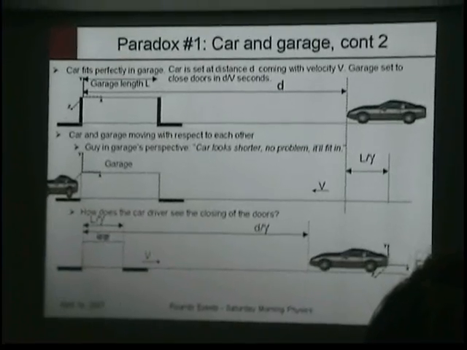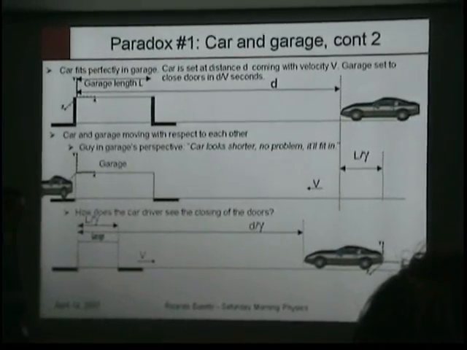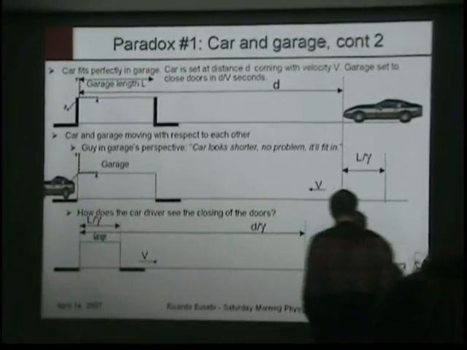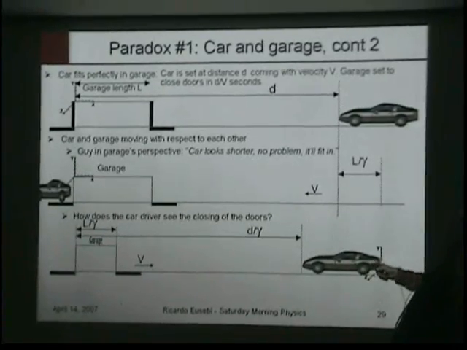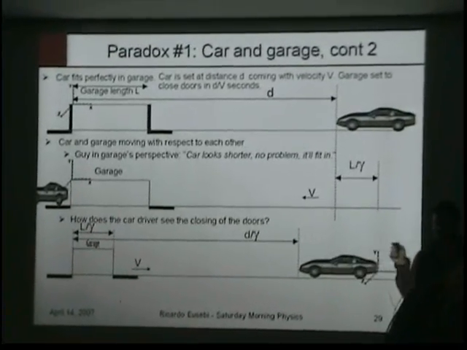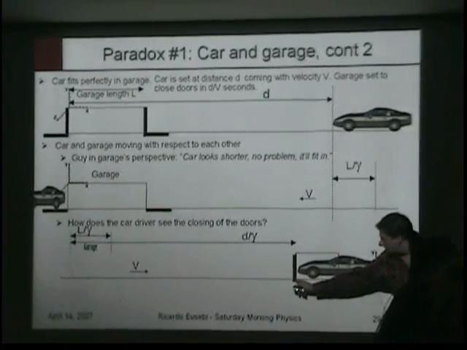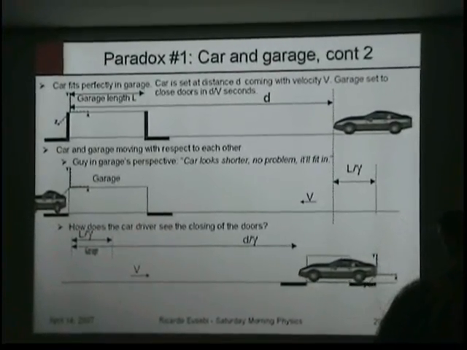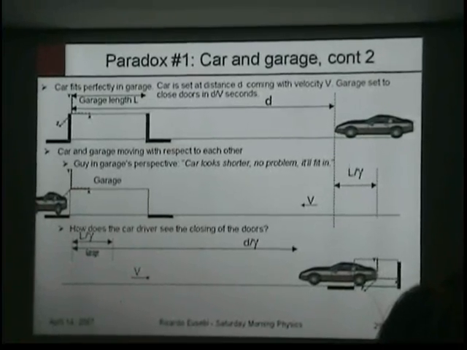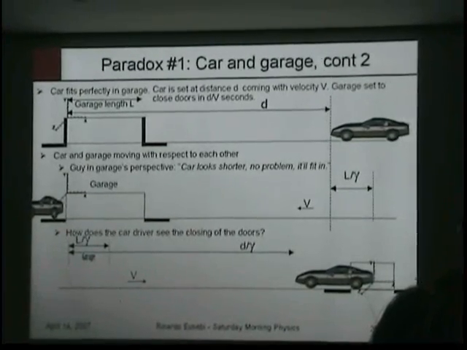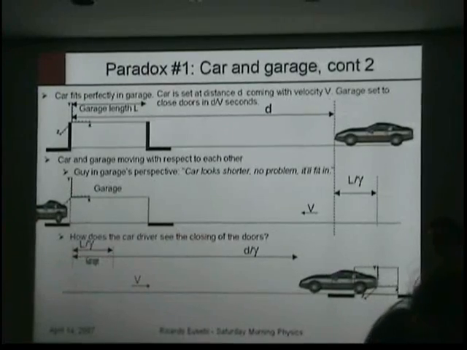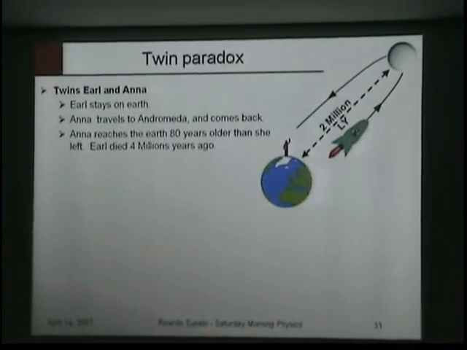How does the driver see the closing of the door? Now we are in the driver's position. The reference frame is now the driver's. So don't expect the car to go over there, expect the garage to come here. So the garage is coming. At that point, this door is closed. And then the other door actually closes much later. So the car still passes through.